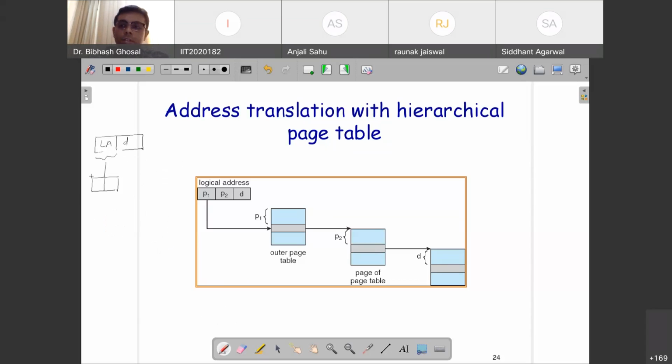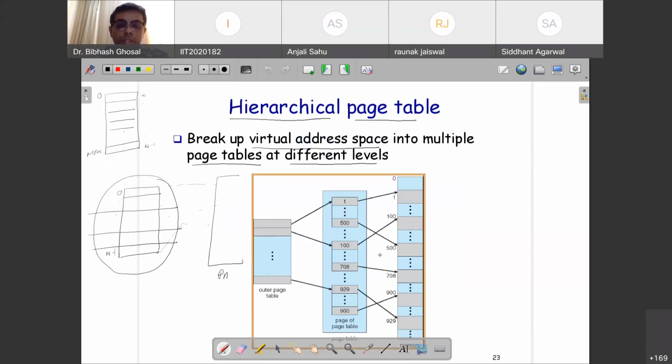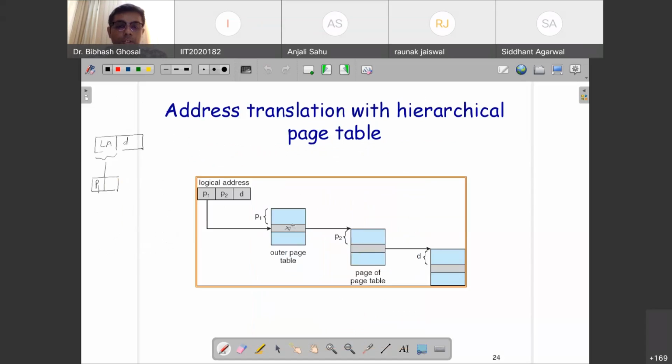So what we now have to do is split this portion into two components. The higher order bits will take me to the outer page table, and once I reach a particular entry of the outer page table, I will read its component, and that would take me to one of these pages. See, there are a number of pages here. This is page number 0, page number 1, page number 2, page number 3, and so on. Let's say this is entry number X. But how will I reach this entry number X? Well, this contains the offset.